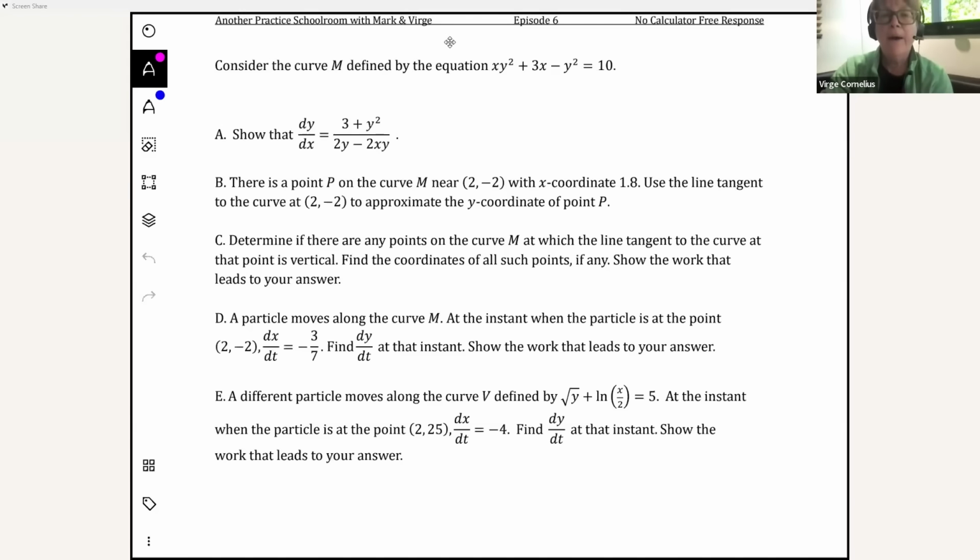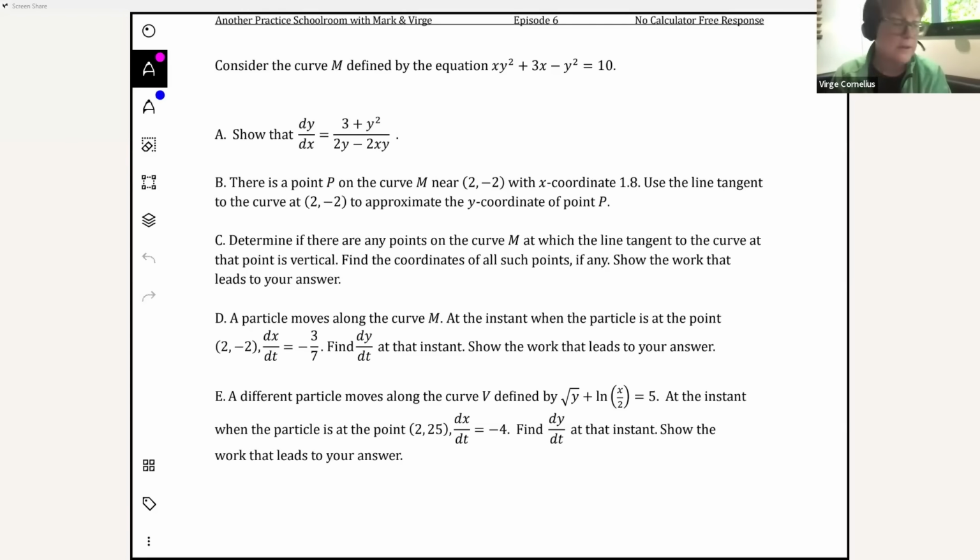By the way, these are great to look at on Desmos once you're done, just to see what the curve looks like. We're not going to do that, but it would be a fun thing to do, and see if you saw a vertical tangent at (10/3, 0), for example. Anyway, okay, Mark, your turn.